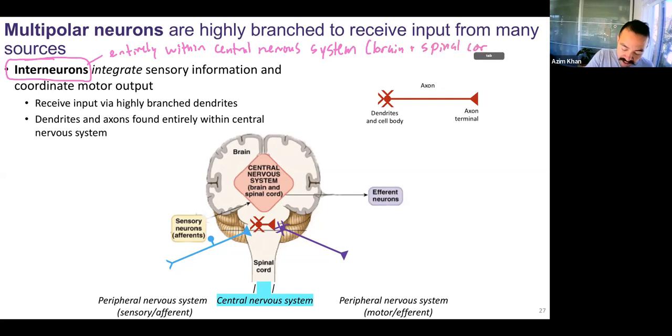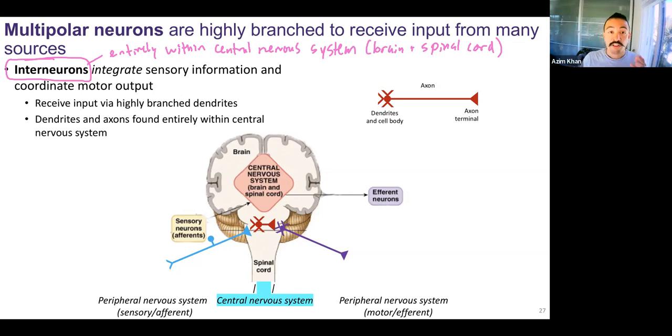We saw previously that sensory neurons have their dendrites, axons, cell bodies in the peripheral nervous system, but the axon terminals ended in the central nervous system, so they're split between the systems. Interneurons are entirely within the central nervous system. So that's one important fact to know. These interneurons are going to be receiving information from lots of places. And to do that, they need lots of dendrites.